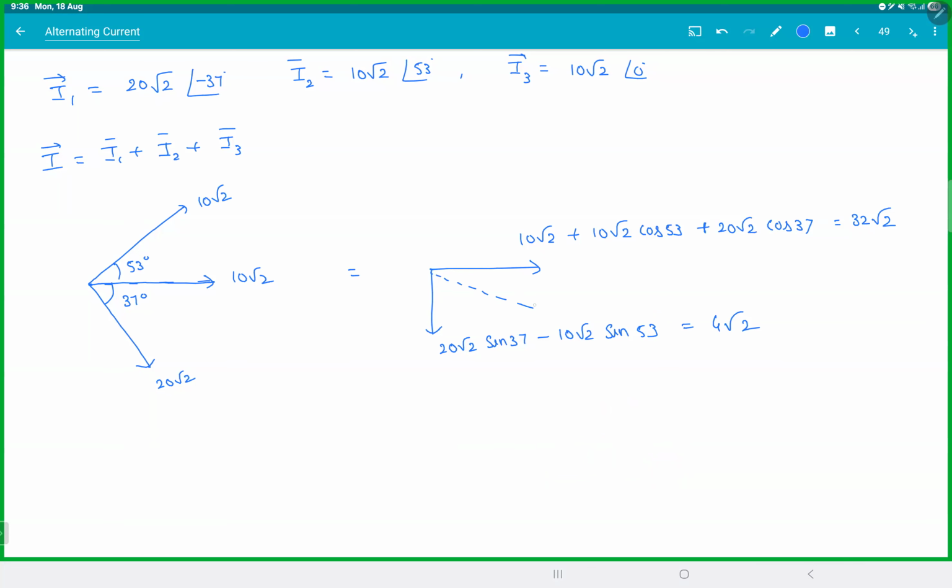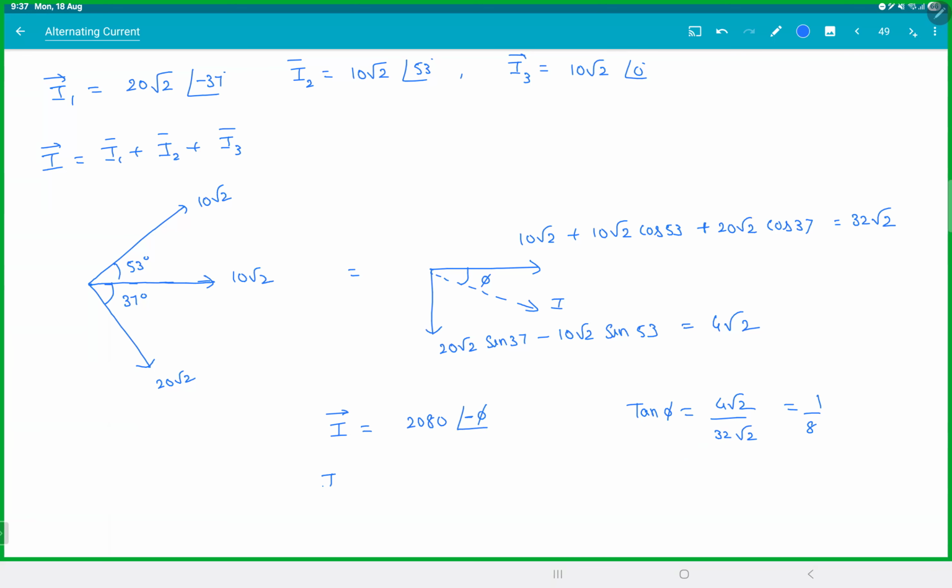Then the result of these two will be your I, and this will be your phase angle. So what is our magnitude again? 4 root 2 squared, that will be 32, plus 32 squared into 2, take out 32 common, 65, 32 into 65, that's 2080. And the angle is phi, and tan phi will be 4 root 2 by 32 root 2, 1 by 8. There, that's your current as a function of time t.